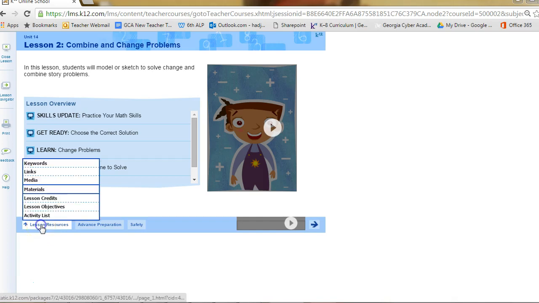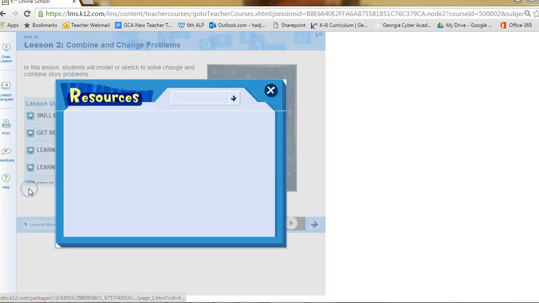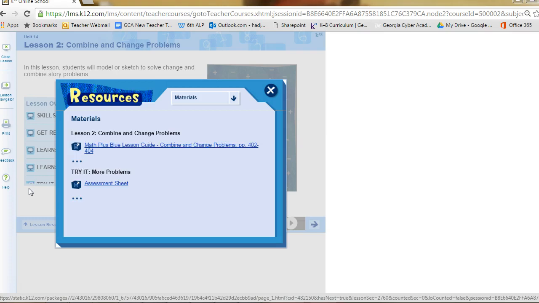If we click on Lesson Resources and go to Materials, then we can go ahead and gather everything we need to teach this lesson. There's not a whole lot you need. You need your lesson guide, page 402 through 404. And you can also just click right here on this link to bring up those teacher pages, whatever's more convenient for you.